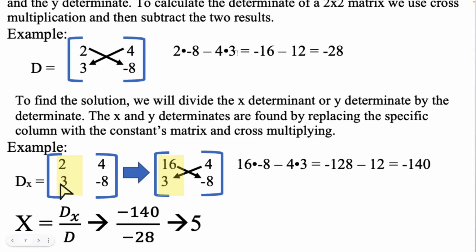So in this one, I'm just looking at the x determinant, so I'm taking the matrix we wrote up above, and instead of 2 and 3, I'm going to replace this x column with the constants matrix, which is 16 and 3. Remember, the constants matrix is just what the two equations equaled. Then I'm going to cross multiply, so 16 times negative 8 and 4 times 3, and I'm going to subtract those because that's what we do with the determinant. So we have negative 128 minus 12, and I get negative 140. So I take those two numbers, the negative 28 and the negative 140, and I divide. It's the specific x or y determinant divided by the main determinant. So negative 140 divided by negative 28 is 5.